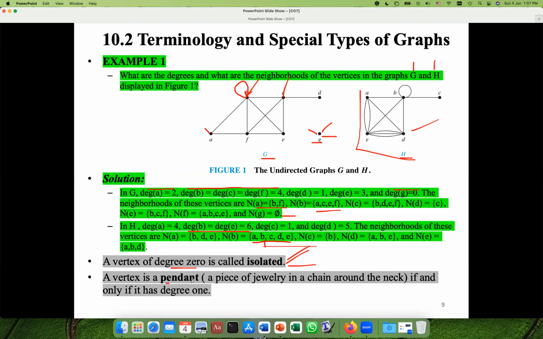And there is another term called pendant. If you have a necklace around the neck, the last bead that you have just there, that would be called pendant. So what is pendant? A vertex which has degree 1. For example, this D is just hanging down, like a pendulum. The vertex which has degree 1 would be called pendant.